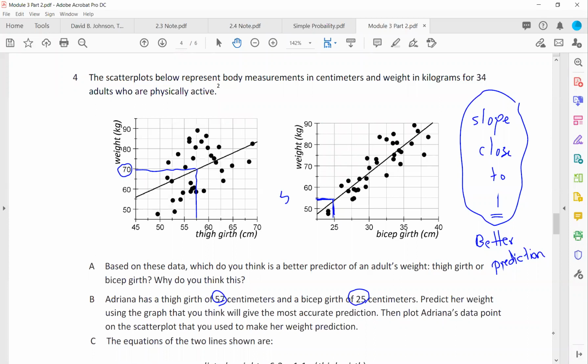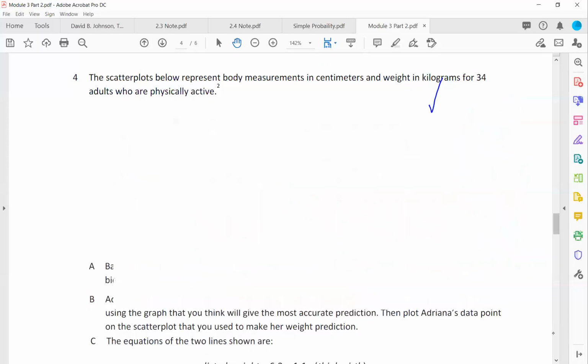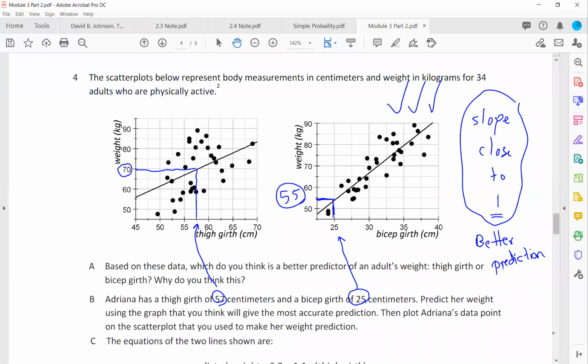So do you see there's a huge difference between the weight of the person? 55 based on the bicep girth and 70 based on the thigh girth. So as we mentioned before, our second graph gives you a better prediction. So we expect the weight to be actually 55, not 70.